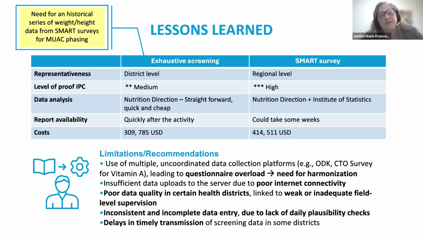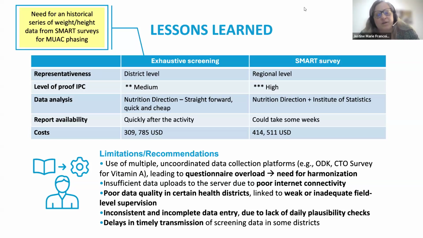So this little table is really to show you that there are advantages to both approaches. For example, if we compare the exhaustive screening with a SMART survey, the representativeness could be better for an exhaustive screening as it is at district level, while most of the time, SMART surveys are representative at regional level. If we compare the level of proof for IPC classification, however, exhaustive screening is a medium level of proof, while SMART survey is high level.